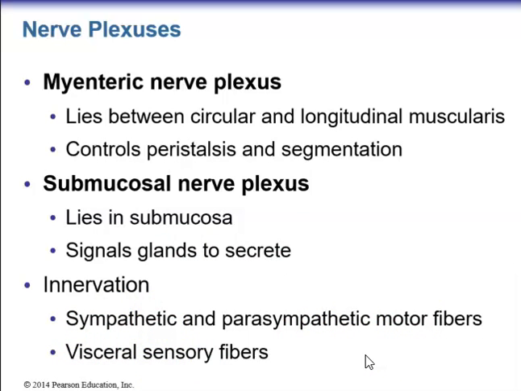And that's it for part 1 of the digestive system. Part 2, we'll start going into the different organs.